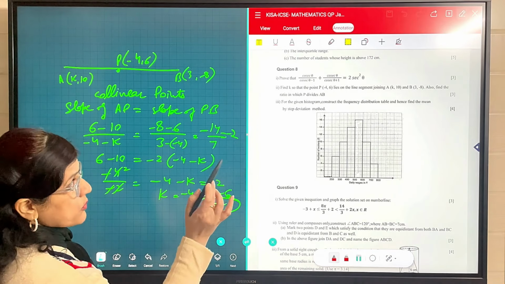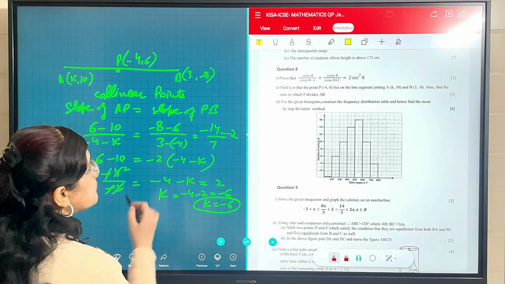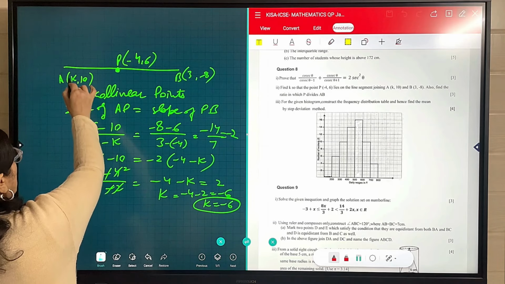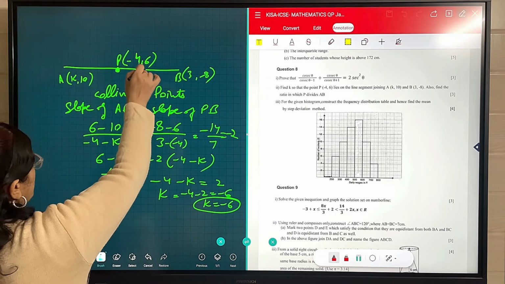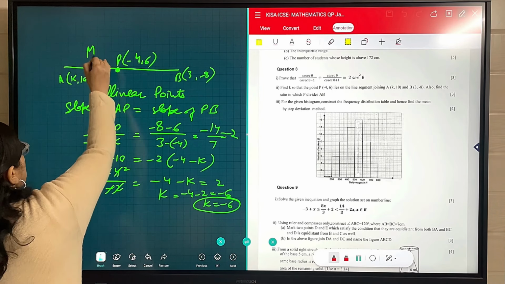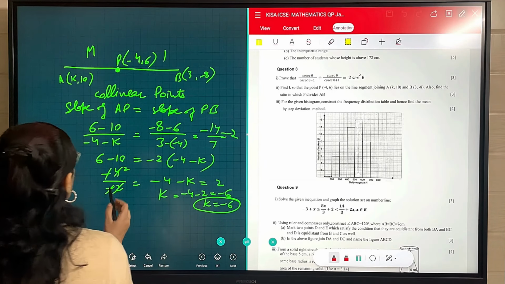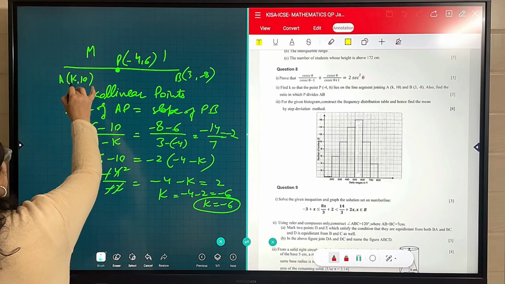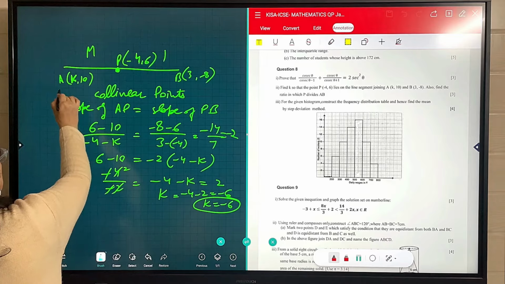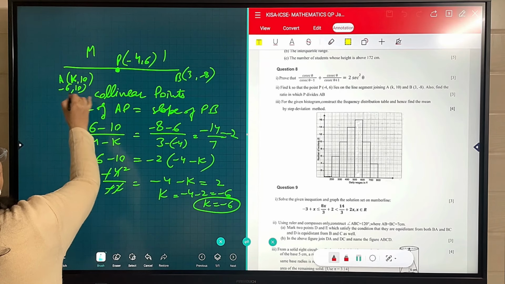Further part, there is also a second question. Find the ratio in which P divides AB, because k is already found. Generally we will take k is to 1, but in this case we cannot take k. So I am taking m is to 1. So now for finding this, we have already got k as minus 6. So this point will become minus 6 and 10.